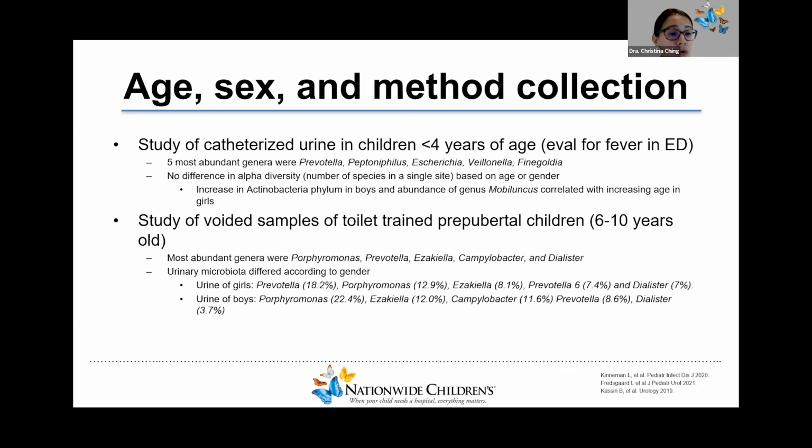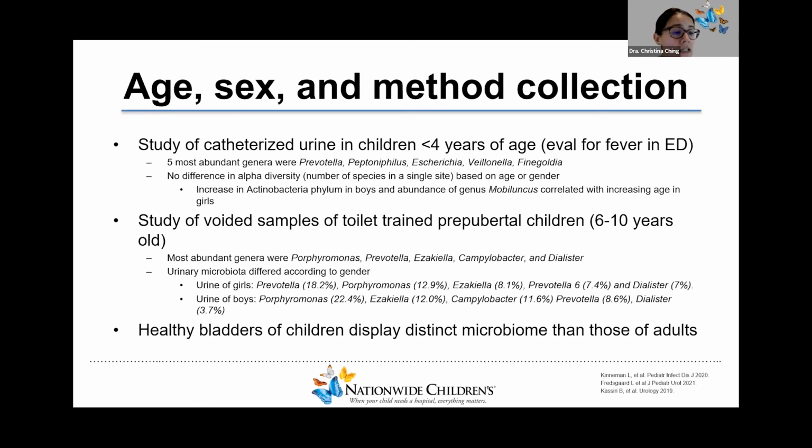In another study of older toilet-trained children with voided samples, the most abundant urobiome genera were Porphyromonas, Prevotella, Escherichia, Campylobacter, and Dialister. They also found the microbiota differed by gender. These studies go to show that the healthy bladders of children display a distinct microbiome to those of adults.